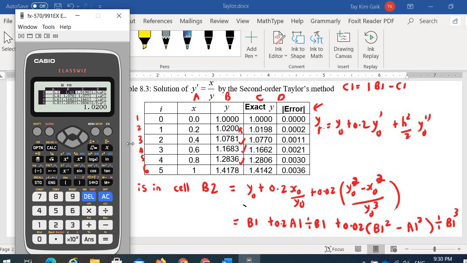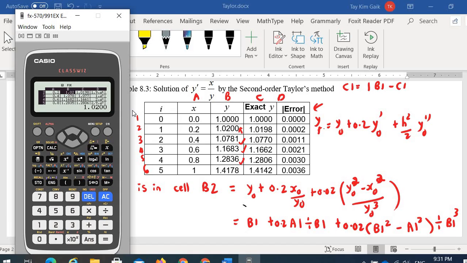You can see, with the spreadsheet, what you need to do is tabulate your x value, key in the initial condition, find y1, and key in the y1 formula in cell B2. Now y1 in this case depends on y naught, which is stored in B1. H is 0.2, and y prime is actually x divided by y. And x naught, y naught are stored in A1, B1. This is the y double prime, where x is stored in A1 and y is stored in B1. So you key in the formula accordingly for the first value of y1. You can copy it down to get the rest.